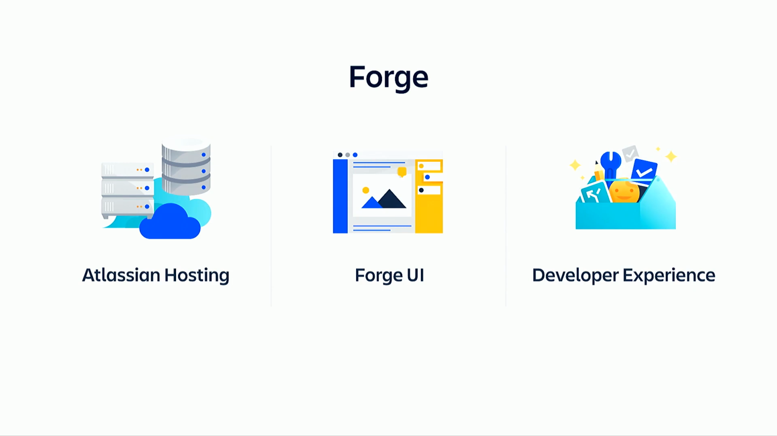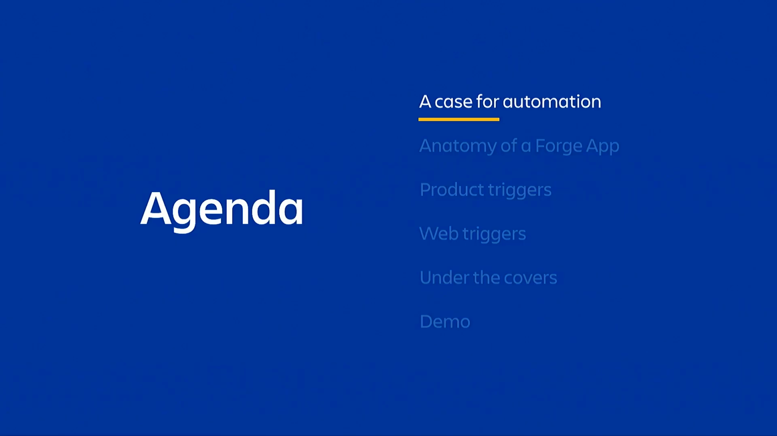So in this practical session, I will show you how to leverage different Forge features to build an example automation app that will extend the functionality of Jira. So first, let me explain a use case for the automation app. And in order to better do that, let me introduce my team at Atlassian, Platform Services.